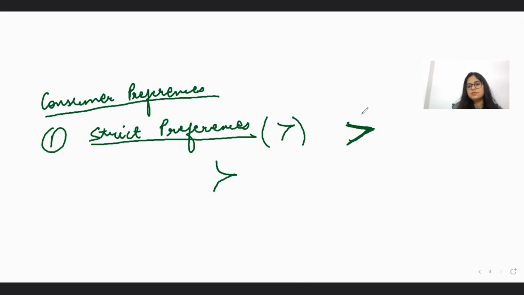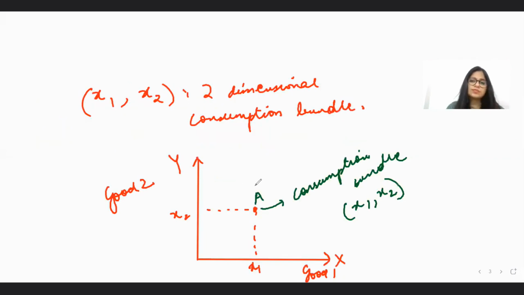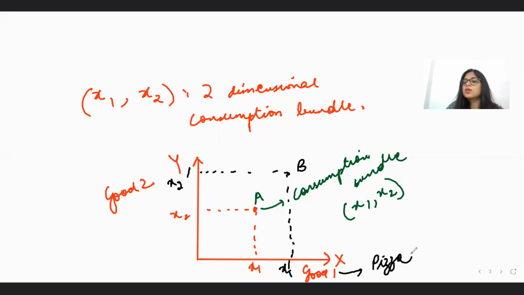So what are strict preferences? Assume that you have 2 consumption bundles. Let's say one is consumption bundle A, and let's say that I take another consumption bundle given by some other coordinates, maybe a point like this, B. This consumption bundle has more of good 1. Wow, it is giving me more of good 1. And in fact, this is also giving me more of good 2. Amazing. So let's say good 1 represents pizza and good 2 represents Coke. Now, consumption bundle B has more pizza and more Coke. So I prefer consumption bundle B over consumption bundle A.